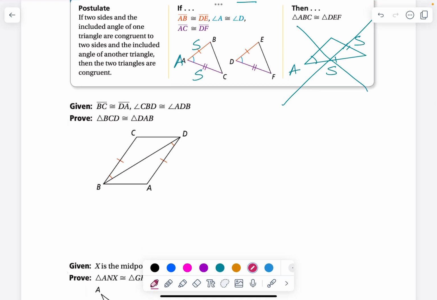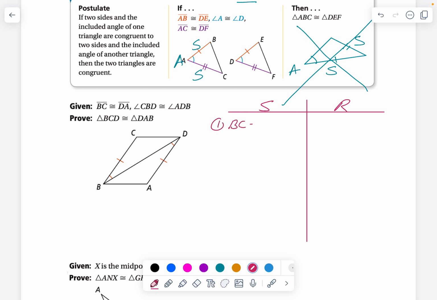So, proofs. We're going to do some proofs now with our new theorem, statements and reasons. So, we are given BC congruent to DA, and we're given angle CBD congruent to angle ADB. Now, these are all marked.